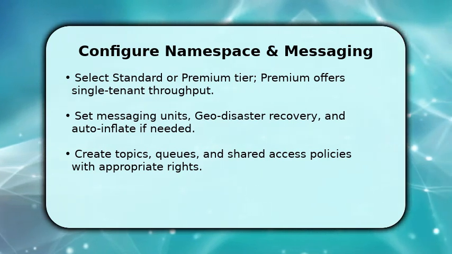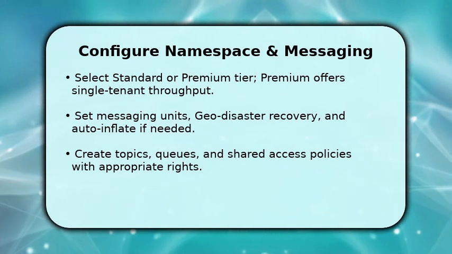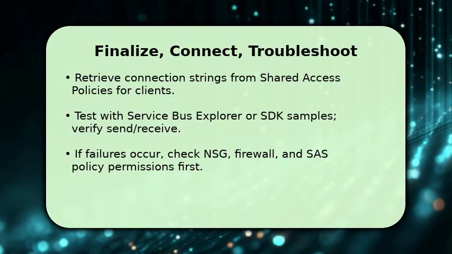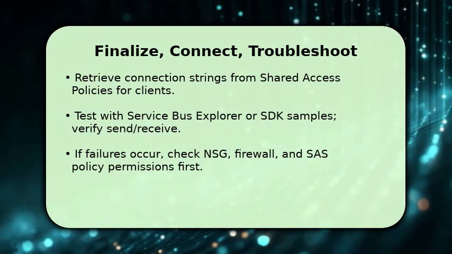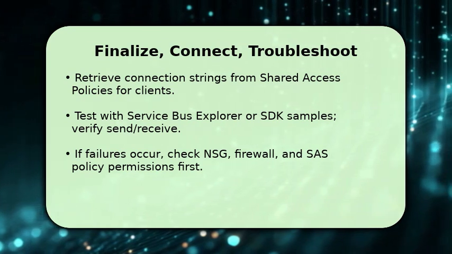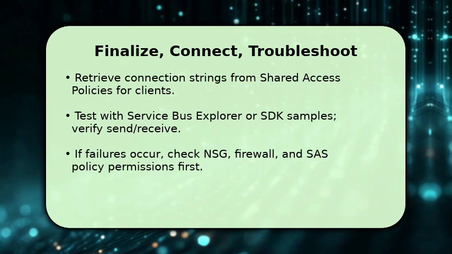Create shared access authorization policies with least privilege. Give send, receive, or manage only as needed. To finish, retrieve the connection string from the namespace shared access policy and use it in your client or service. Once done, validate end-to-end by sending and receiving messages using Service Bus Explorer or an SDK sample.